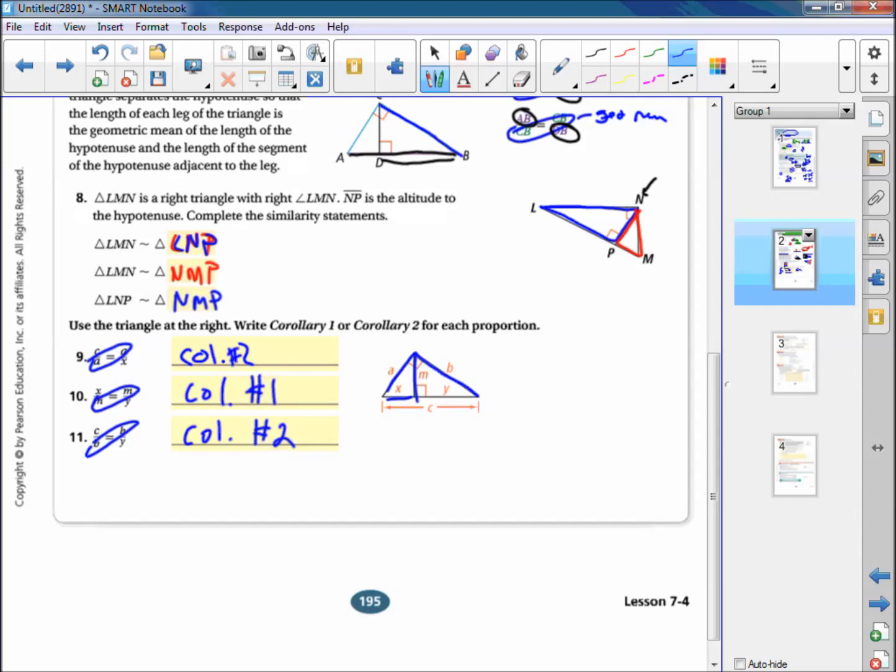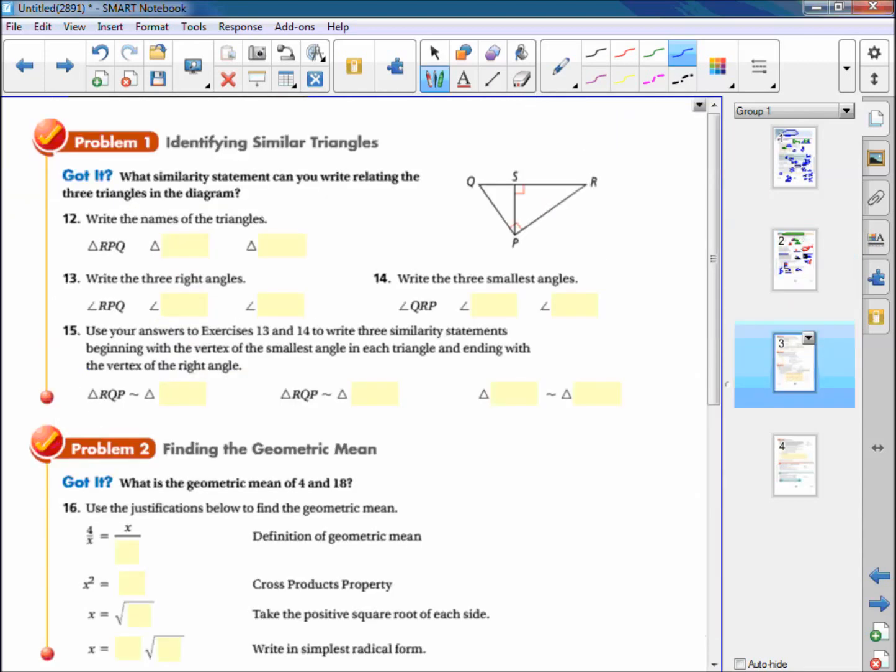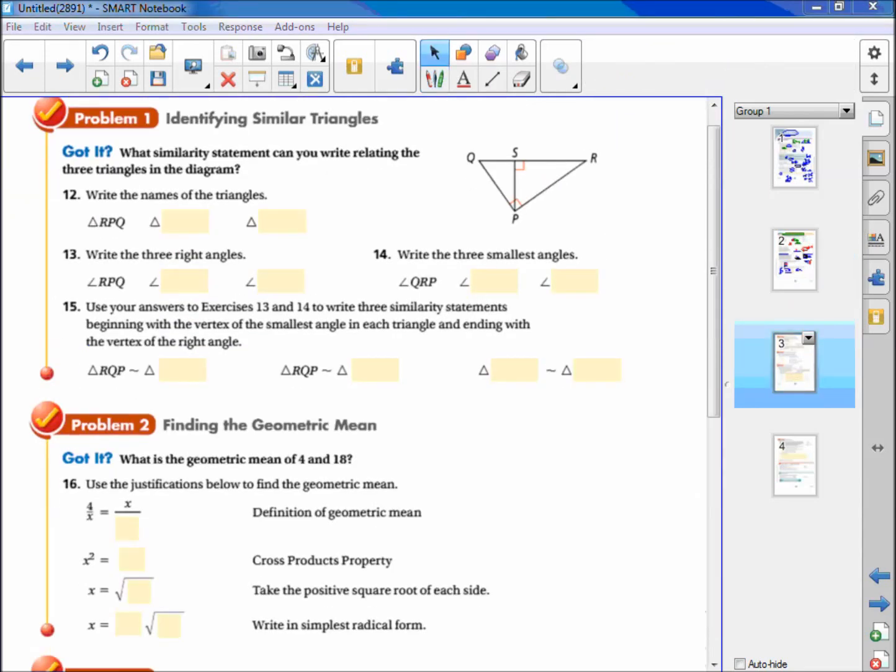All right, let's flip it over and look at the next page where we show some applications of this. All right, problem 1 on the next page. Identify similar triangles. What similarity statement can you write relating the three triangles in the diagram? So the first thing we're asked is just what are the names of the triangles? So they give us one name. They say RPQ. RPQ is the big triangle, so we can write that one.